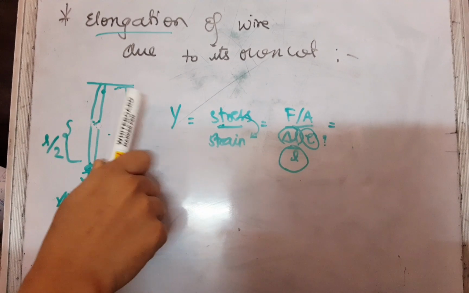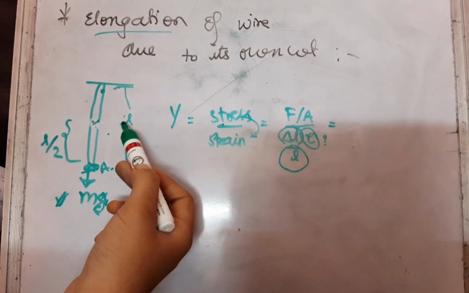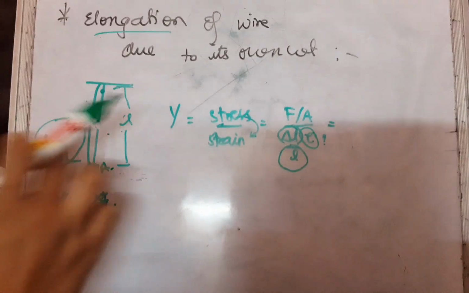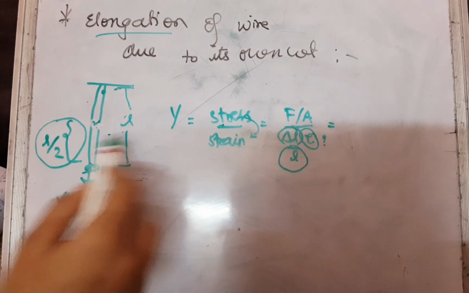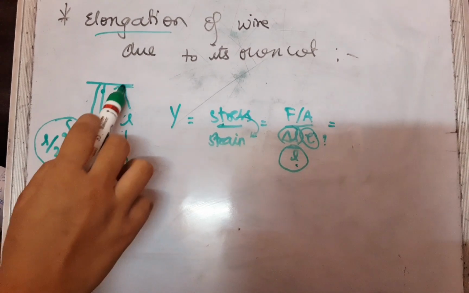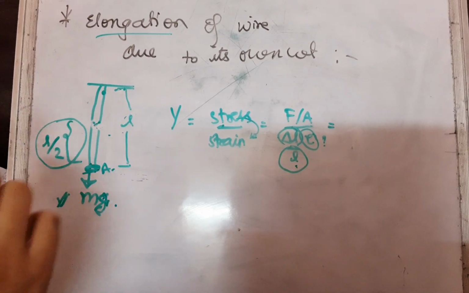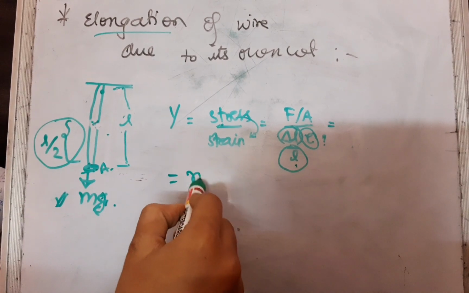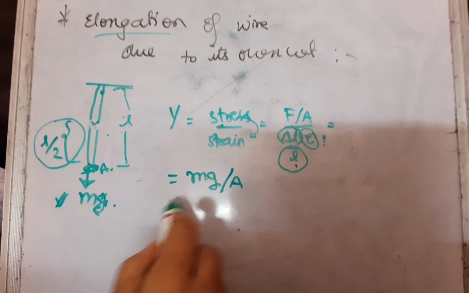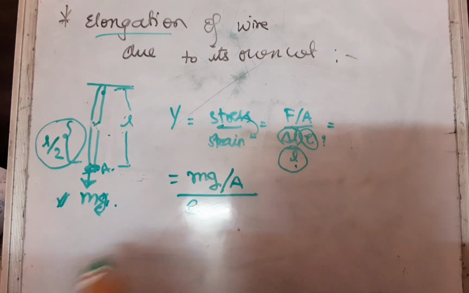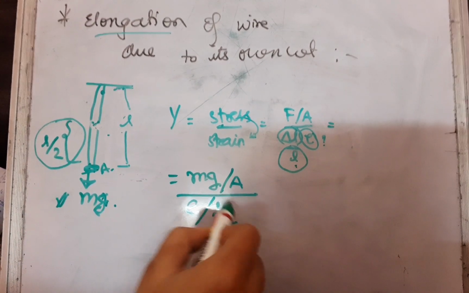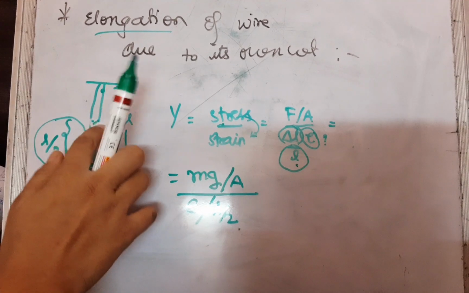So what is the length from the end point to the center of mass? It is L by 2 only, no? Half of the wire distance. So here original length you should not consider as L, the complete length of the wire. You should only consider L by 2. So force is mg, area is A only. Let us consider new elongation we need to find, and the length of the wire will be L by 2. I said why, because you should consider the center of mass.